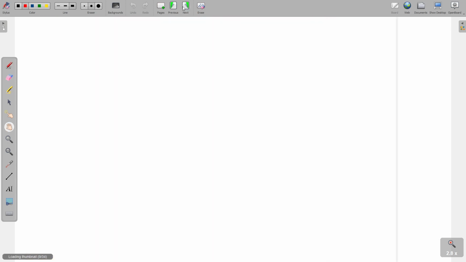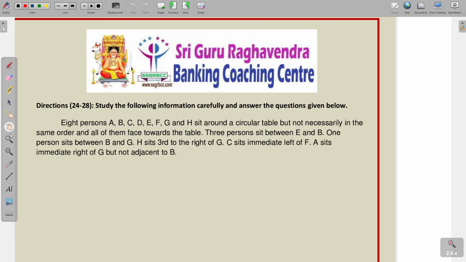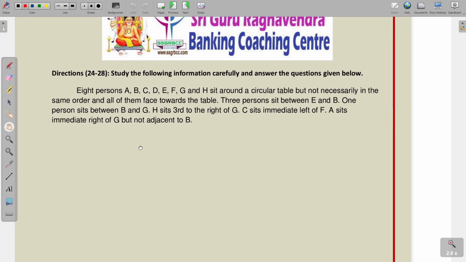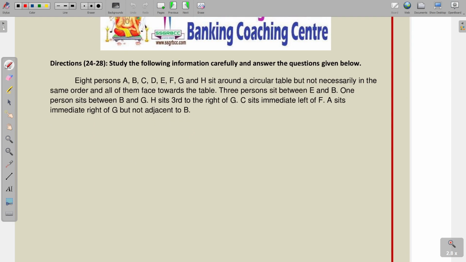Yes, see the next question. Here we have one more puzzle. Question number 24 to 28. Study the following information carefully and answer the questions given below. Eight persons A, B, C, D, E, F, G and H sit around a circular table, not necessarily in the same order. All of them face toward the table.